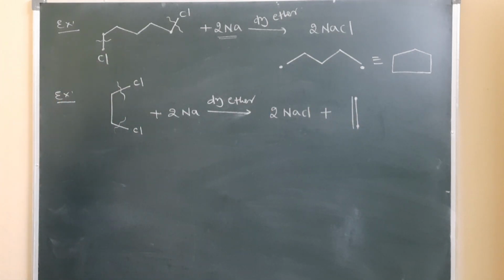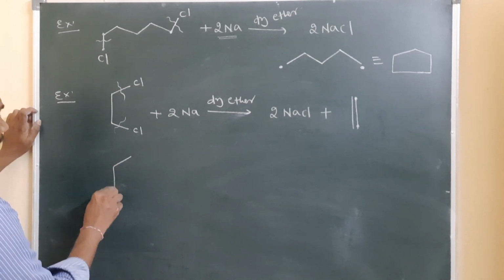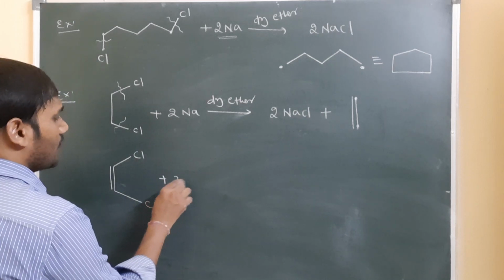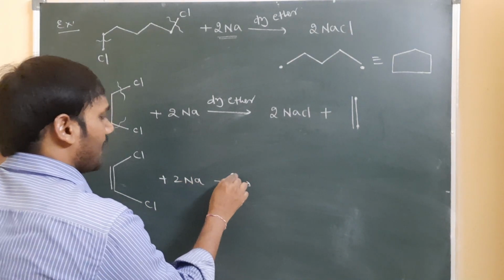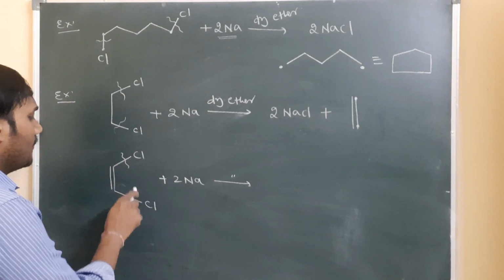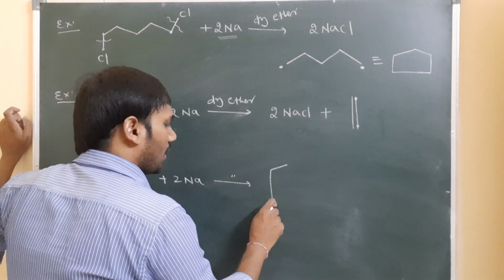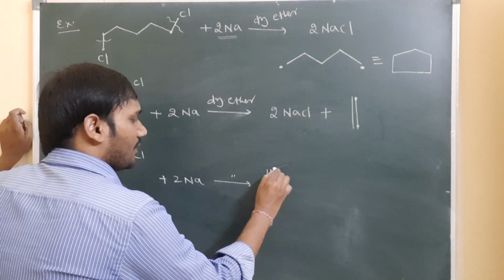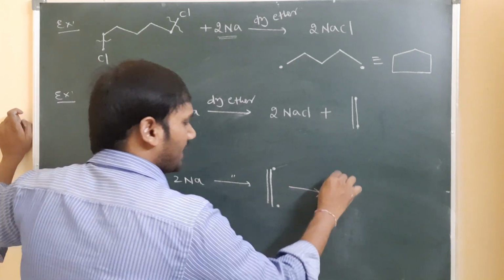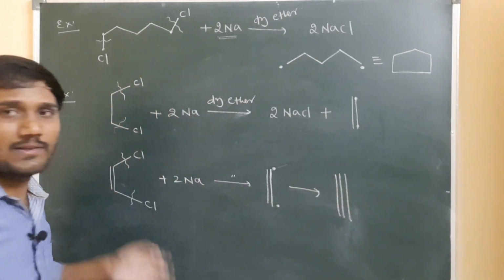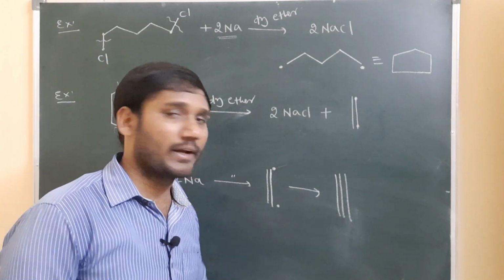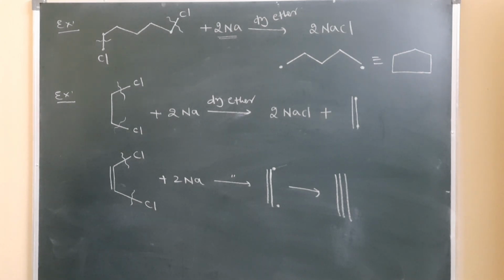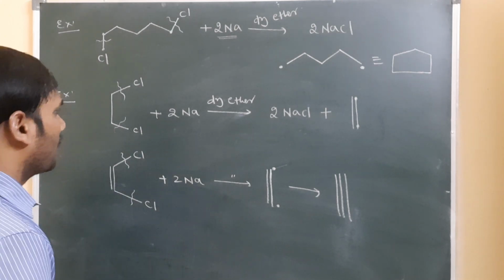And the next example, in the same way, is another chloro compound with a double bond. When I take 2 atoms of sodium in the presence of dry ether, again the bond breaks here. Now the product is possible. Already 2 bonds are present, and with one electron here, by the combination of these, an alkyne is possible. The product is an alkyne. So these are simple examples of different kinds of reactions using sodium and dry ether.